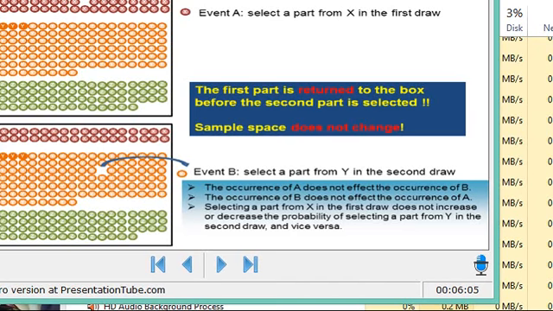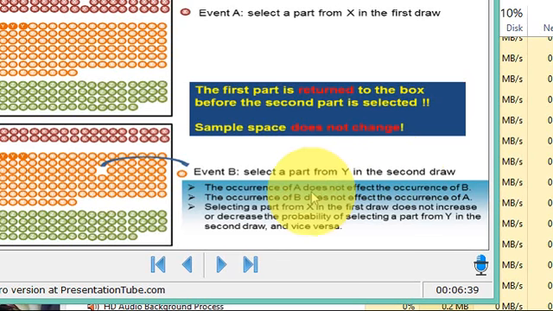Here is a graphic illustration of this example. So event A is to select a part from X in the first row, and before the first row, we have these 261 parts. After the first part is selected, we return it to the box before the second part is selected, and therefore the sample space does not change. So as you can see, we still have 261 parts here, and then event B is to select a part from Y out of these 261 parts.